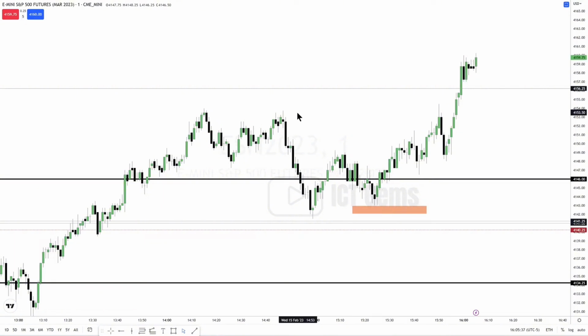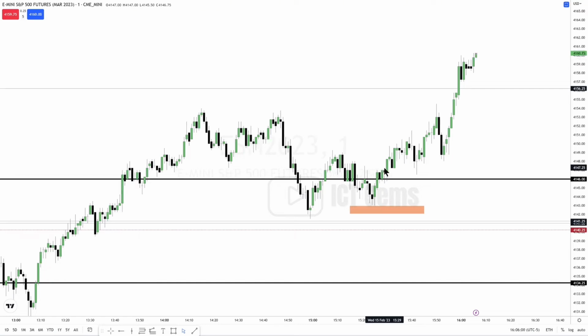So you could be a buyer trading down here, a volume imbalance, order block, buying that at 15 minutes after 3 o'clock and expecting price to start delivering higher. And once it creates this scenario, you are entering into a buy program. A buy program is not a market maker buy model.